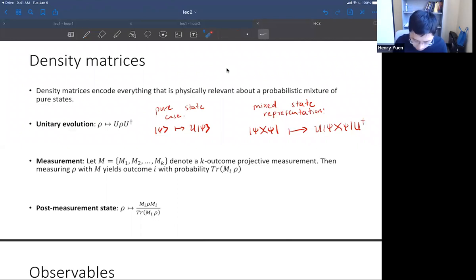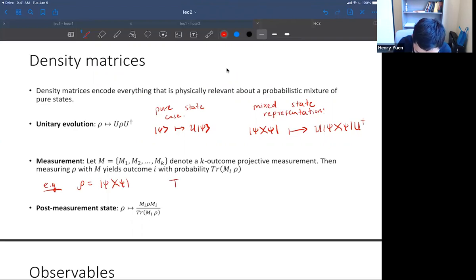So if you had a projective measurement M, with some outcome matrices M1 up to MK, what happens if you measure a density matrix with this measurement? The rule says you're supposed to get outcome i with probability trace of Mi rho. Again, let's check that this is consistent with what we know about pure states. So let's say rho happened to be a pure state.